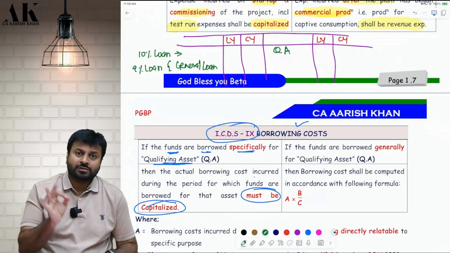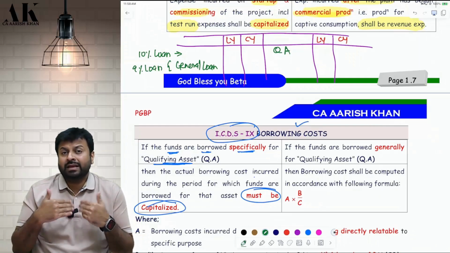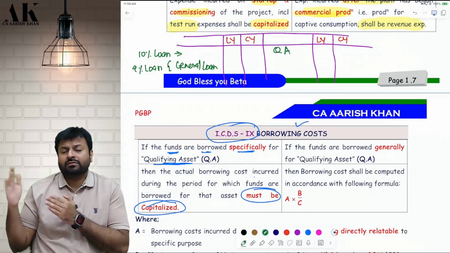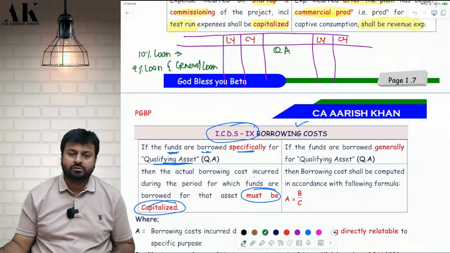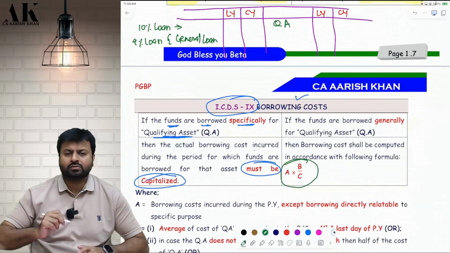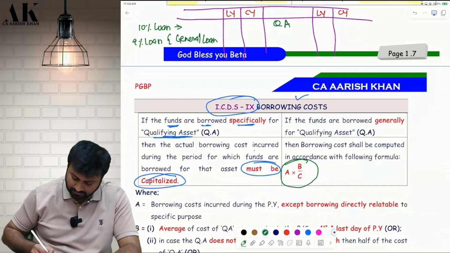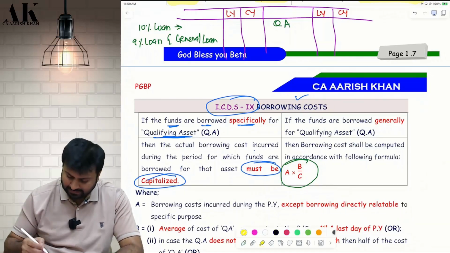But if the loan is not specifically for a qualifying asset, but it is a general loan, some portion may be used for the qualifying asset, some portion for other purposes. So in that case, the government has given a formula, and according to that formula, you have to capitalize to the asset. Okay. Are you clear? So what is that formula? That formula is A into B divided by C.